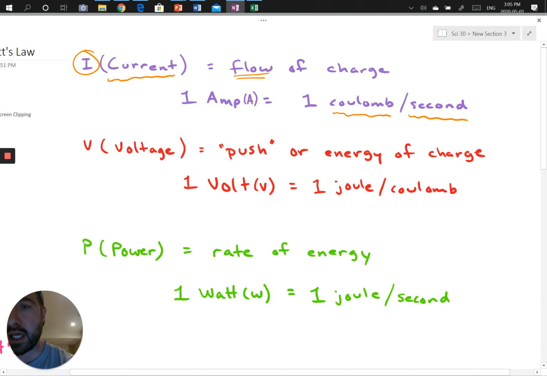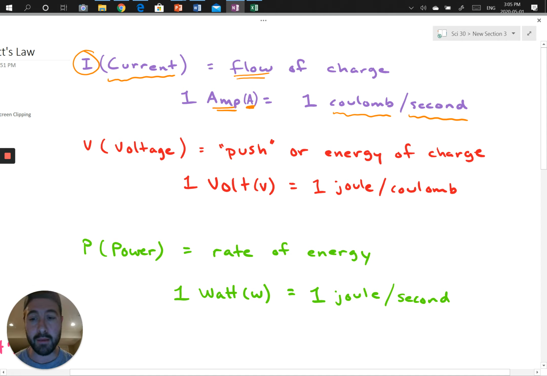Now current, it's kind of weird. The symbol is I. I guess C was taken. So the symbol for current is I. The units are amps, and an amp can be shown as just a capital letter A.